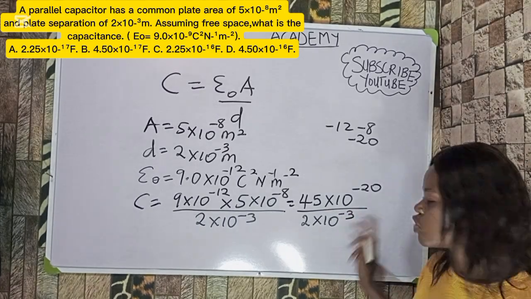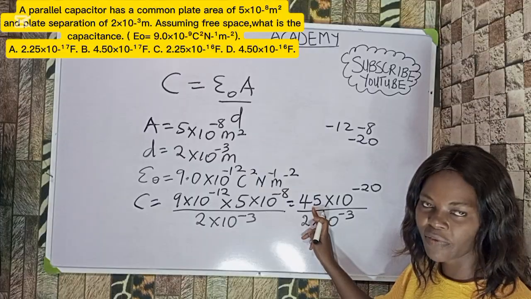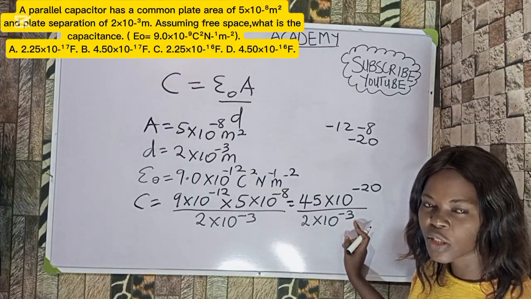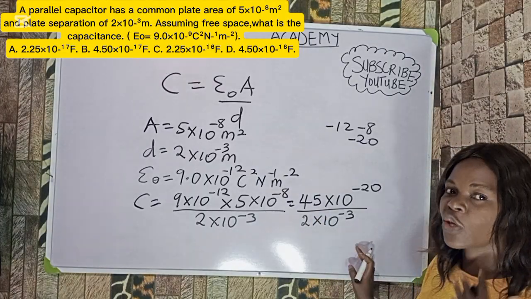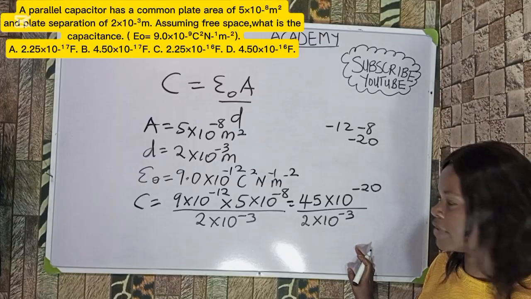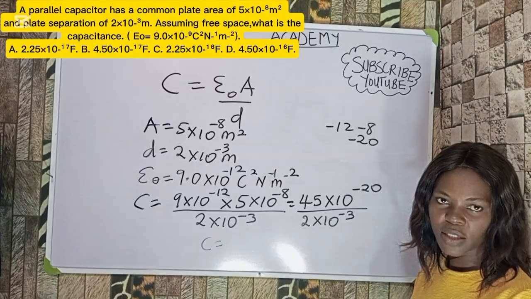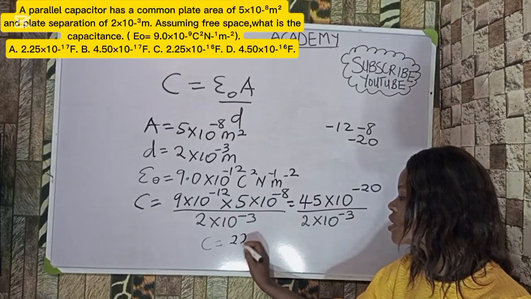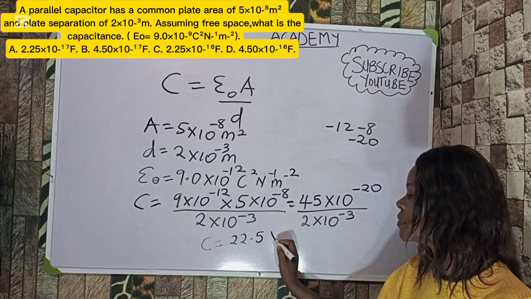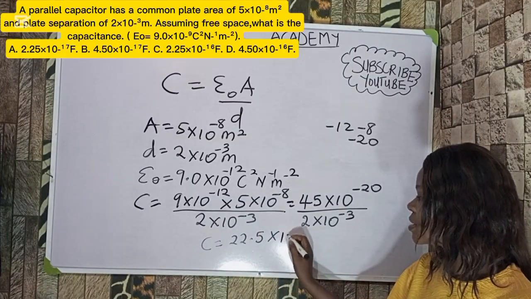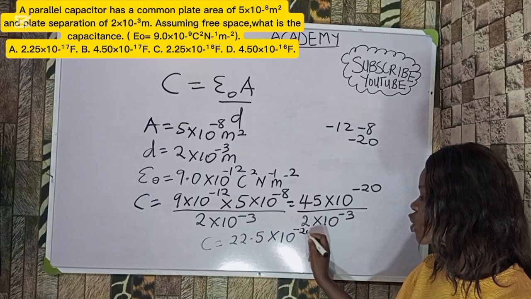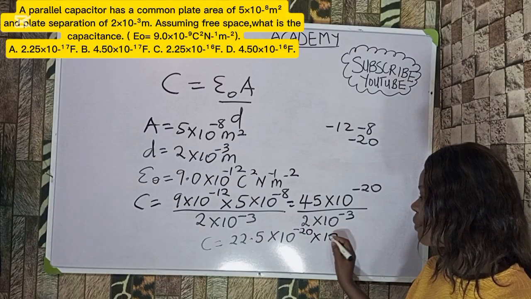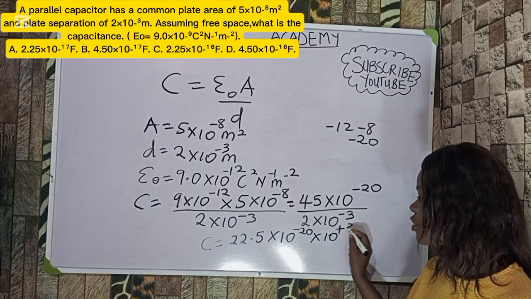What I need to do now is to use this 2 to divide 45. Then I have to carry this minus 3 to the numerator so that the sign changes to plus, or positive. Okay, so let's go. 45 divided by 2 gives me 22.5 times 10 to the power of minus 20 plus 3.